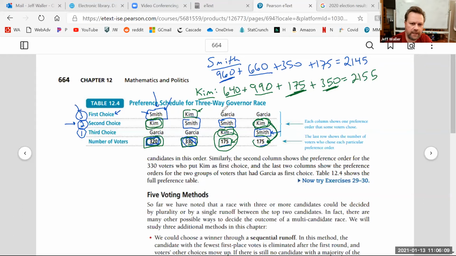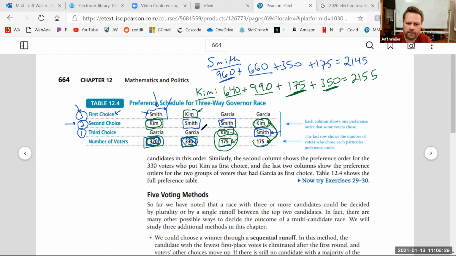I mean, you do the same thing for Garcia, right? Same idea for Garcia. Garcia is going to come out very bad because where there were more voters, Garcia did worse, right? So they're not going to get as many points.